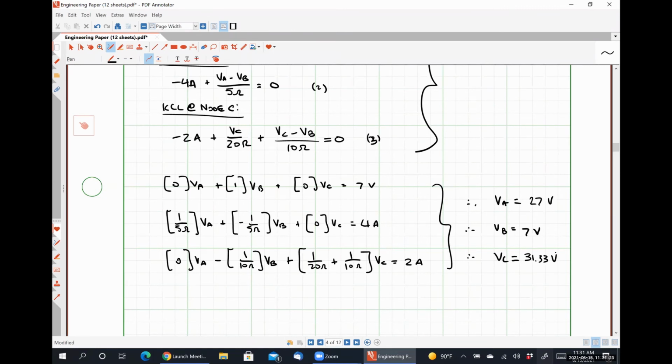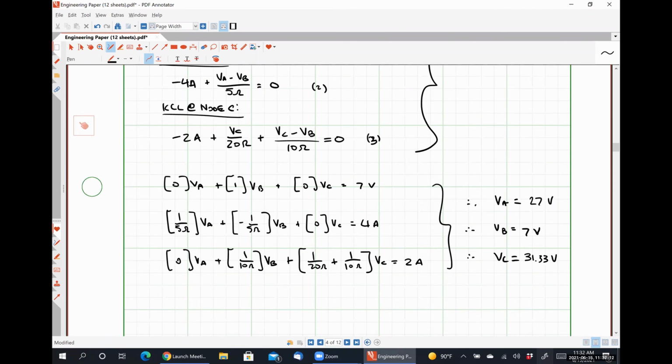So let me try it again just to be safe. I got 18 if you got 18. That's what I got, 18. Let me just punch it in again just to cover our bases here. 1, 0, 1, sorry. 7 goes there, 1/5, negative 1/5, 0, 4, then 0. I plugged in the wrong value for VB. I plugged in 27 instead of 7, so that may be my whole problem. Let me try that. Yeah, it's 18. All right, great.